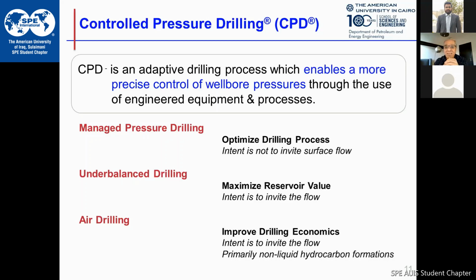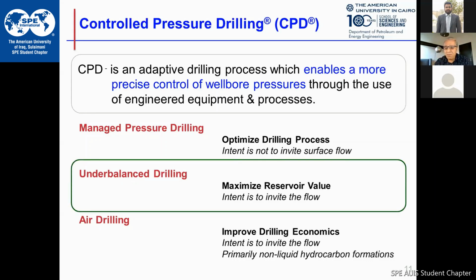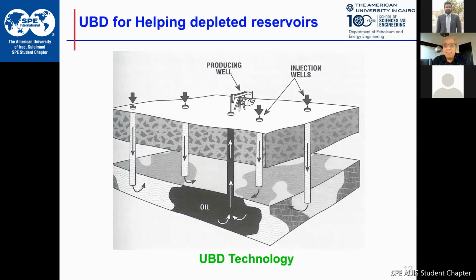The other 2 types, underbalanced drilling and air drilling, are used with the intention to produce while we drill. So we really care about inviting the reservoir fluid to the bottom hole, and then it goes up to the surface. And of course, with underbalanced drilling, we can maximize reservoir values, as we're going to see later. And with air drilling, used a lot if we drill gas reservoirs, we improve drilling economics. So in this lecture, we will focus mainly on the middle one, which is underbalanced. Now, underbalance helps us a lot, not only during the drilling process, but it also has a later phase when we need to inject as well. When the reservoir pressure goes down, and the reservoir is called a depleted reservoir, then we can feel the effect of drilling underbalanced because of having no damage.